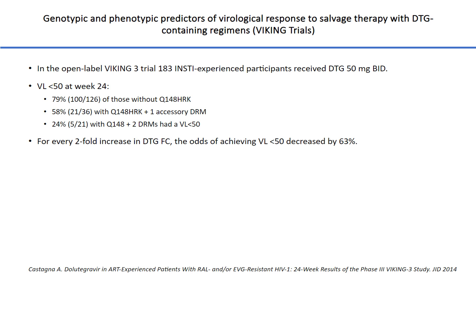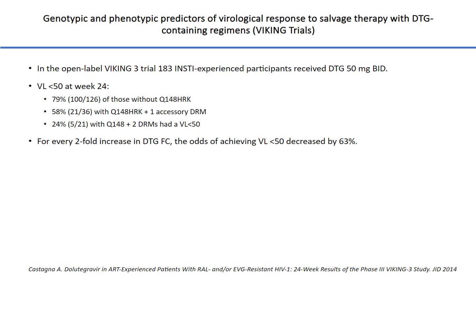The likelihood of virological success was reduced in those participants whose viruses contained a Q148 mutation in combination with one or two additional accessory drug resistance mutations. N155H alone did not appear to be associated with an increased risk of virological failure. There were no patients with baseline R263K or G118R mutations.